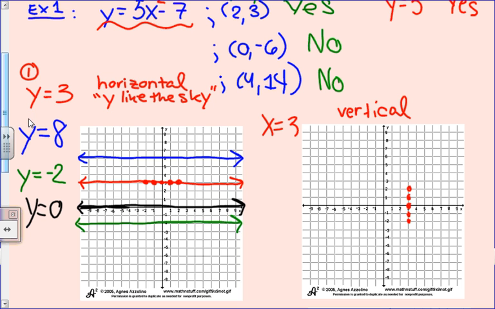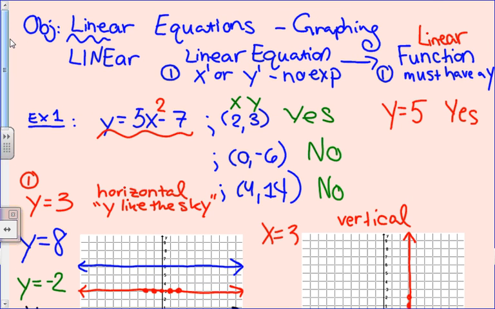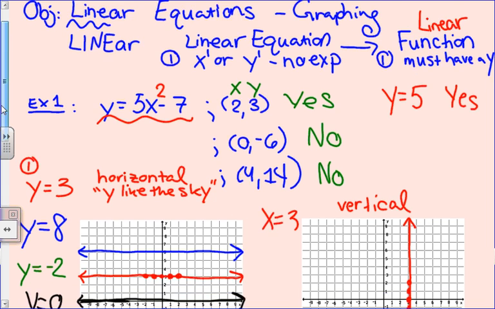Okay, so we're doing the next vertical line. Now, before I continue on, let's tie this back. Why is this one not a linear function? Because it doesn't have a y. Look at the picture.